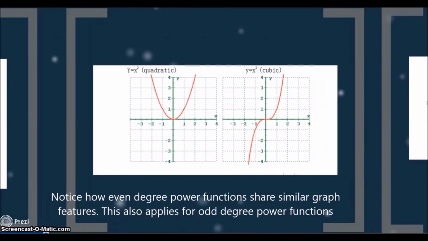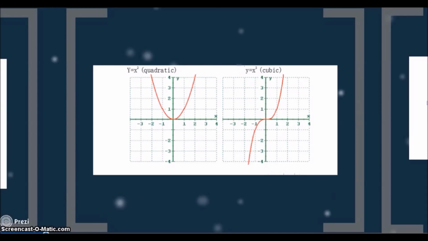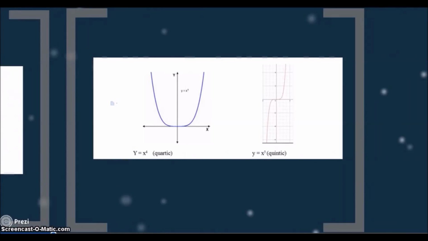Well now, if you look at the quadratic graph, you'll notice it shares similar features with the constant graph. That's because they're both even degree power functions with a positive leading coefficient. And if you look at the cubic graph, you'll notice it shares similar features with the linear graph. That's because they're both odd degree power functions with positive leading coefficients. The same applies for the quartic and quintic graphs. If the quartic has a positive leading coefficient, it will share the same features as the quadratic graph, the previous one. And if the quintic has a positive leading coefficient, it will share the same features as the cubic graph in the previous slide.